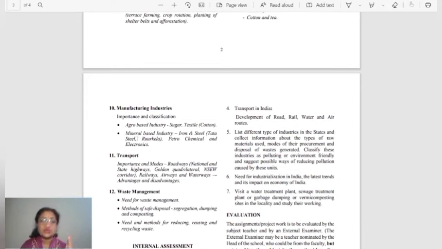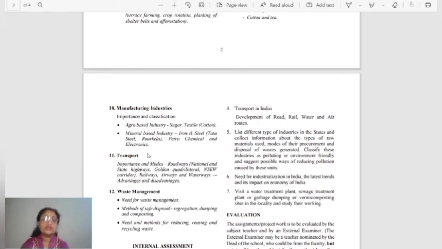Now these two you have to mark, and these two will be coming in the second term. Rest all the other part of iron and steel will not be coming. Along with these two, petrochemicals are there in the syllabus and the electronic industry is there. So this is about the industries.